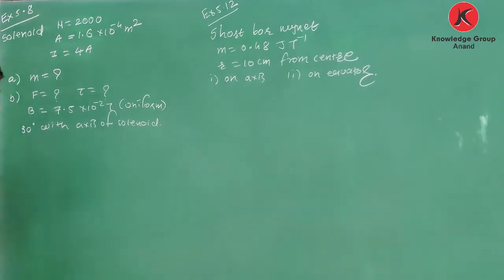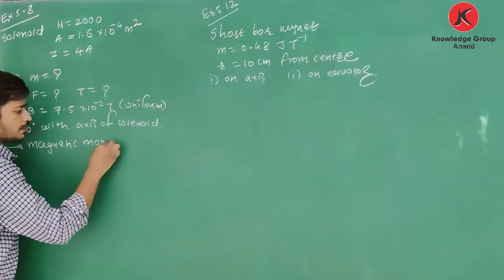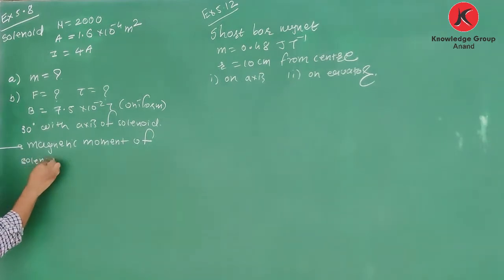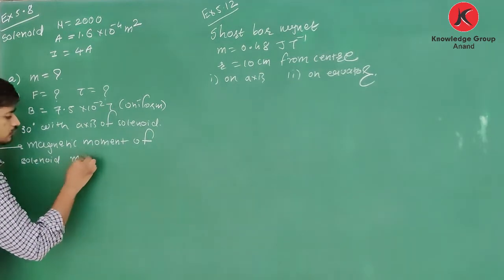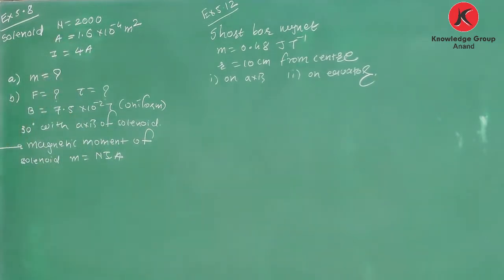Next question, exercise 5.8. You are given a solenoid having a total number of turns 2000, area of cross section 1.6 × 10⁻⁴ meter square, and current 4 ampere. The first question is: what is the magnetic moment of the solenoid? The magnetic moment M is equal to NIA. It is given. Simple.